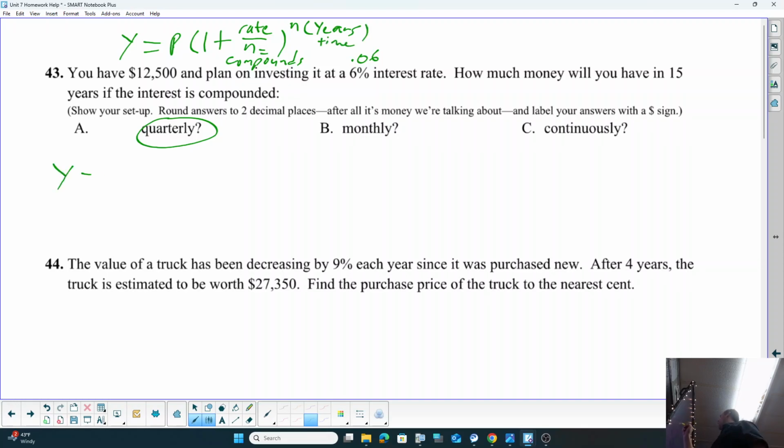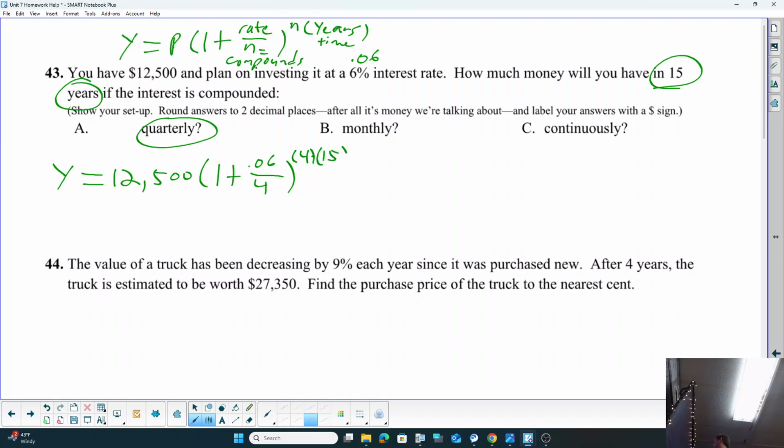Cool. So this would be y equals the principal, which is 12,500, times 1 plus the rate, which is 0.06, divided by quarterly, to the quarterly, times how many years? So it would be 15 years. Okay, so we just plug that in our calculator. And then we change it to monthly, and then continuously. We'll show you continuously in a second.